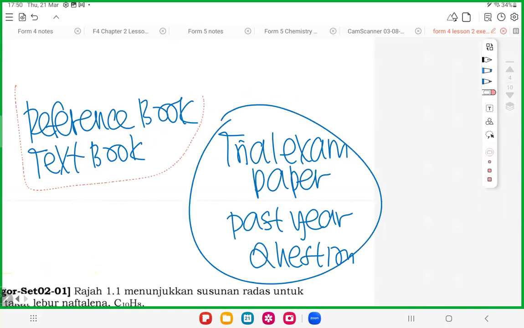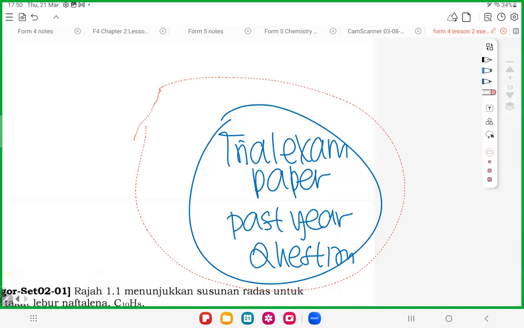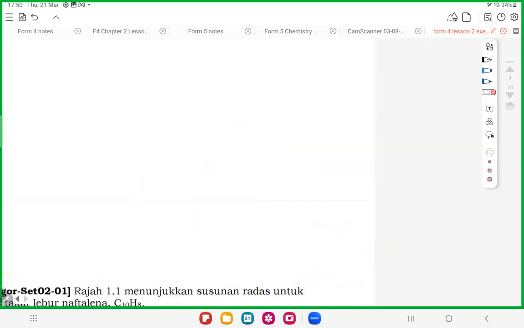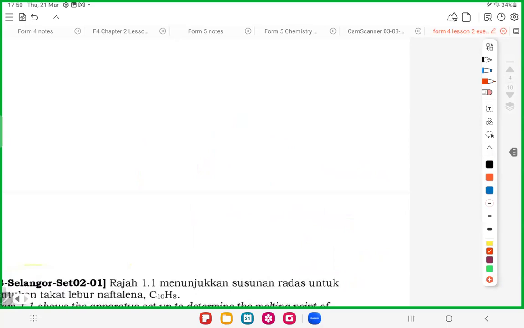Then a lot of people say, sir, is it too early for us to do this in Form 4? No, no. The earlier you start, the better it is. I want you all to understand one thing first. I really want you all to be aware of one thing. Your batch, Form 4 this year, your foundation and your fundamentals are quite weak compared to the previous few batches, compared to your seniors.